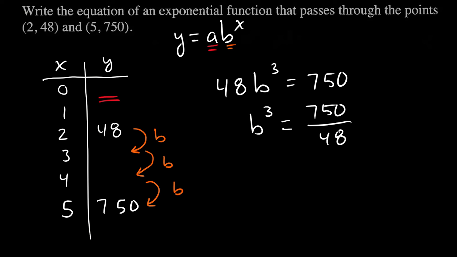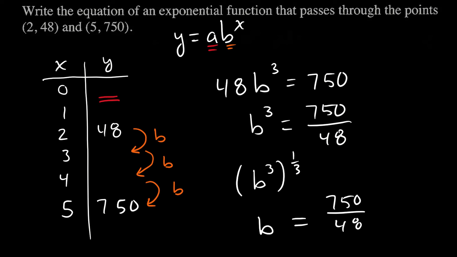The next thing I'm going to do is raise both sides of this to the 1/3 power. So on the left-hand side, if we think about this conceptually, if I take b to the 3rd and raise that to the 1/3 power, we understand what happens when I raise a power to a power. 3 times 1/3 is 1, so this just becomes b to the 1st, the value b. And on the other side, what do I get? Well, b is 750 over 48 raised to the 1/3 power.